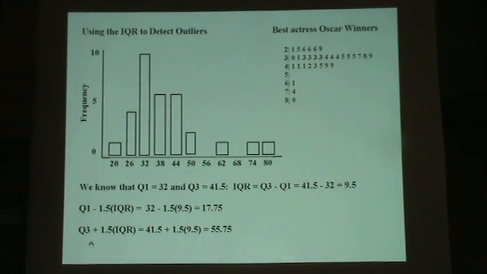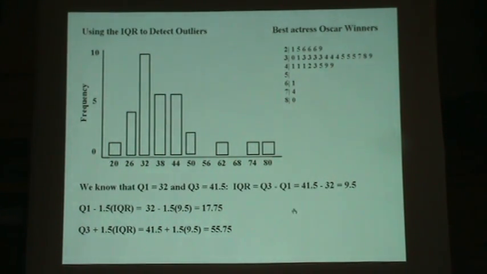Now, if we're going to look at the top half of the distribution, we take Q3, which we had computed for our best actresses as 41.5, and we multiply 1.5 times 9.5, 9.5 being the interquartile range. 1.5 is a constant, 9.5 is the interquartile range. And we add that number to our Q3, 41.5. We get 55.75. Any numbers in our data that are above that are suspect outliers.